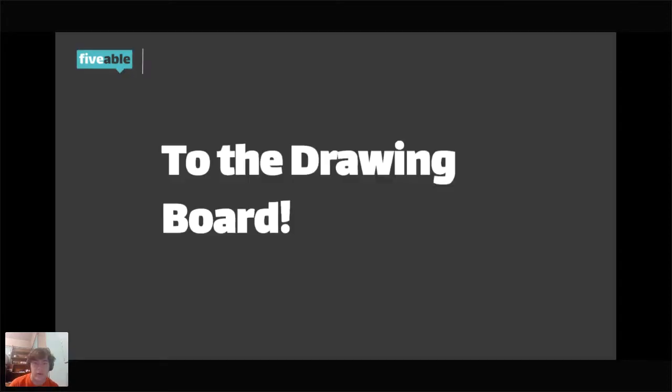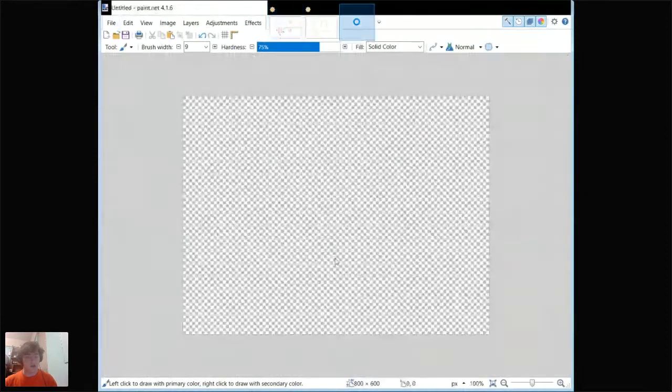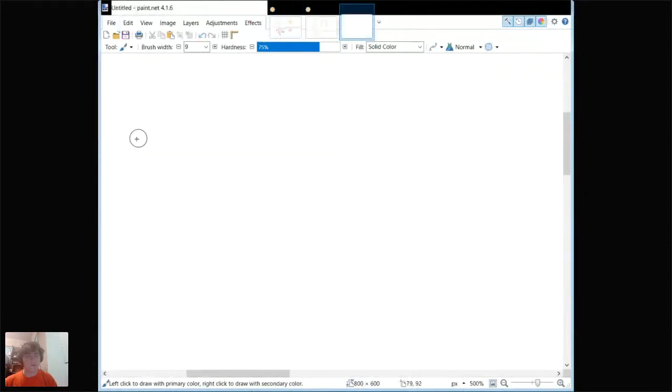So to the drawing board, we're going to be drawing these out. So I'll make a new image here. So does anyone know off the top of their head how many electrons nitrogen has? It's 10, right? Yeah, it's 10.